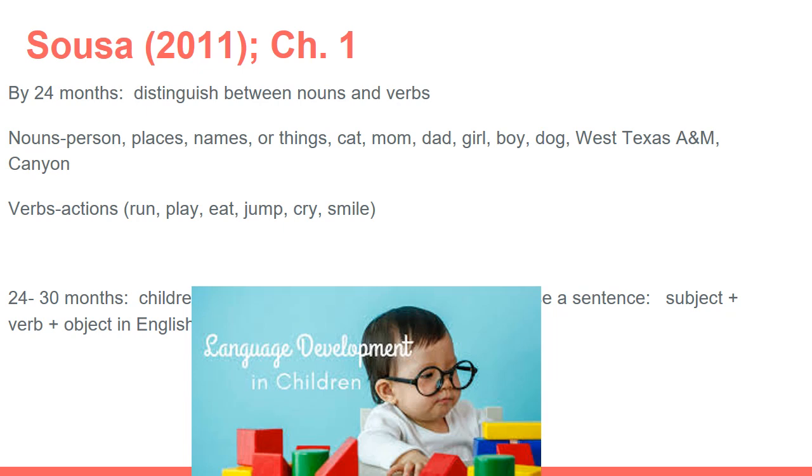From 24 to 30 months, children start to develop syntax. So once again, syntax is the order of the words and how they are used to compose a sentence. So if you think about it in English, once again, it follows subject, verb, object. I like pizza. I make the bed. The subject is I, make is the verb, and then the object is the bed. And then there's variations, which we'll talk about in a little bit.